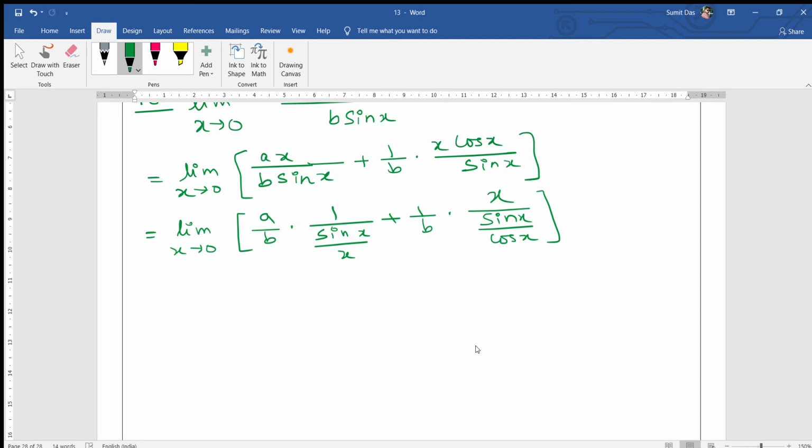Cot 0 is how much? Cot means cos by sin. No, cot 0 is not.